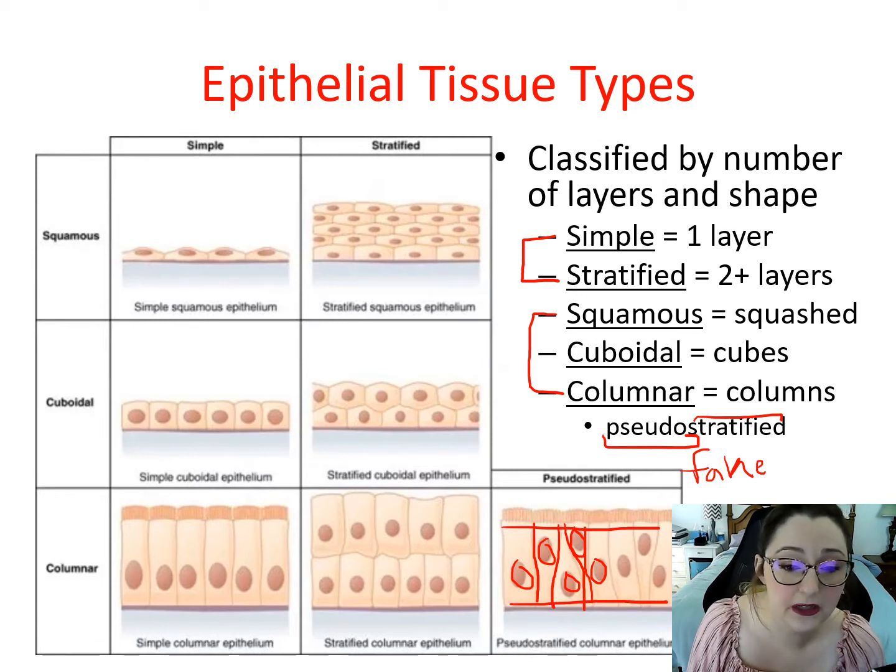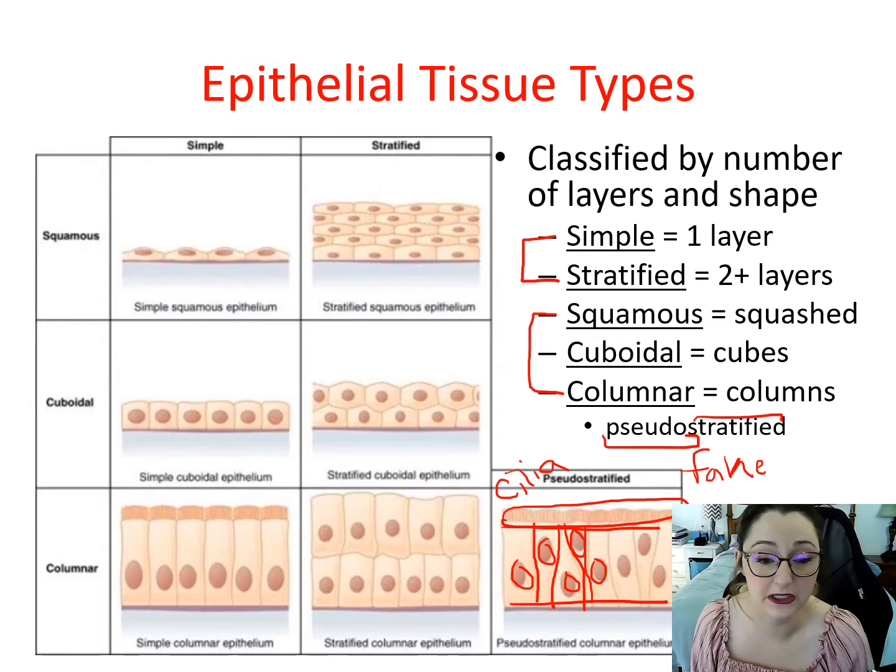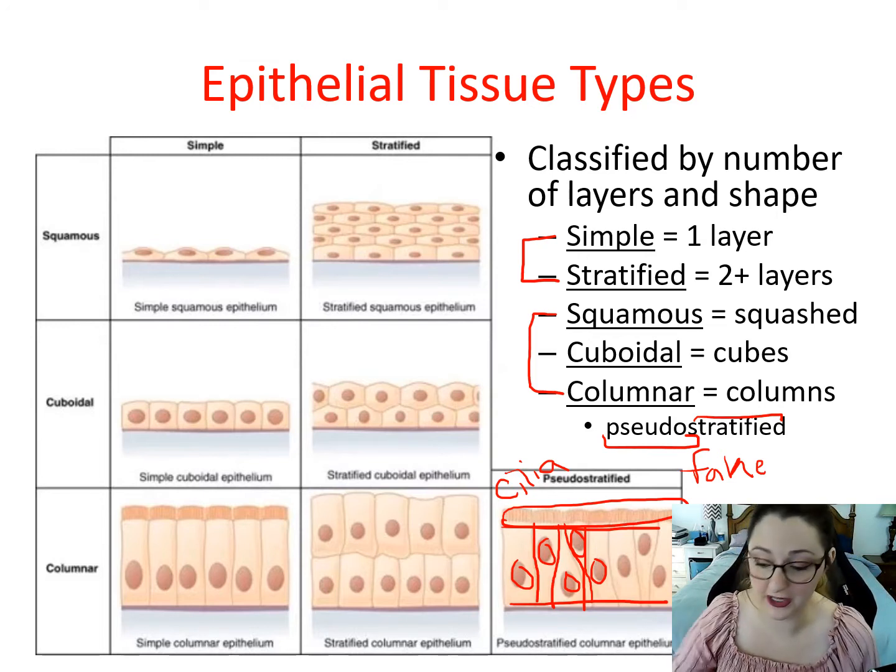So it looks like there could be multiple layers, like here's a layer kind of splitting down the middle, but that is not the case with pseudostratified. This is a single layer, and normally with pseudostratified you're going to have these structures right here, which are called cilia, which we will talk about when we talk about this specific type of epithelial tissue a little bit later, but a little bit of pre-knowledge there.